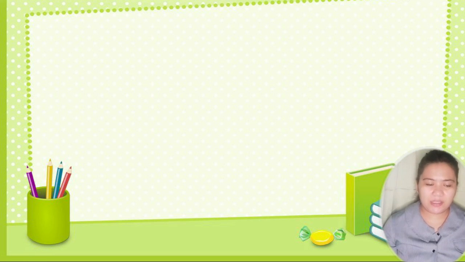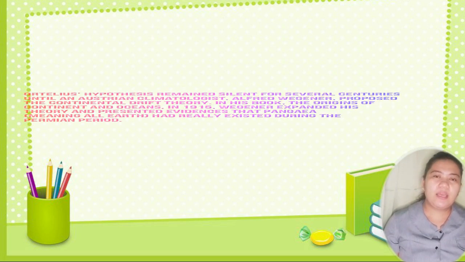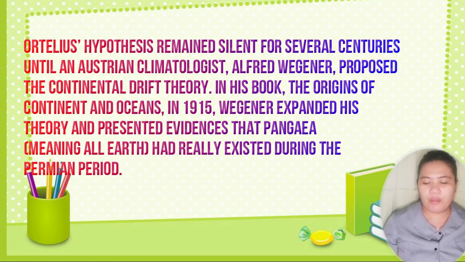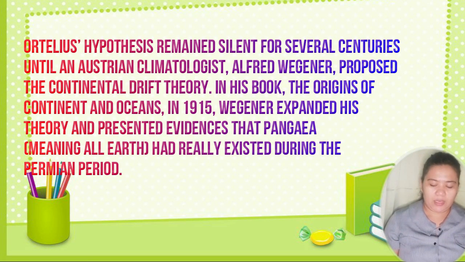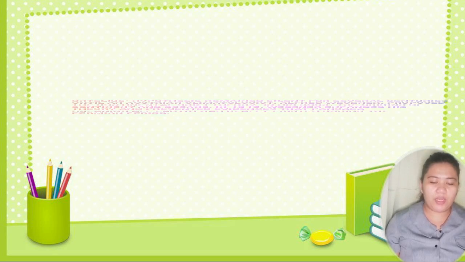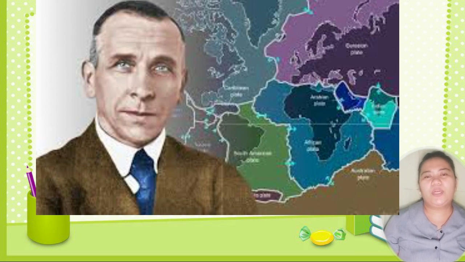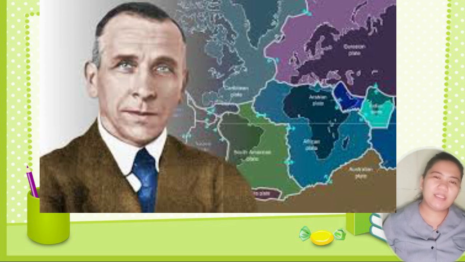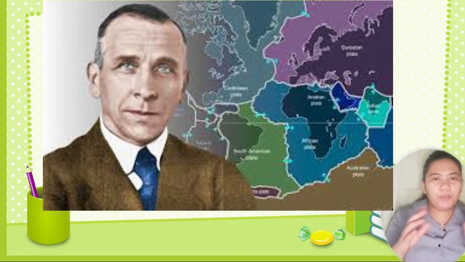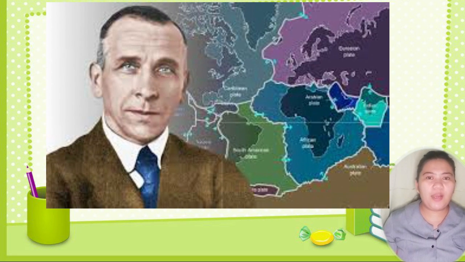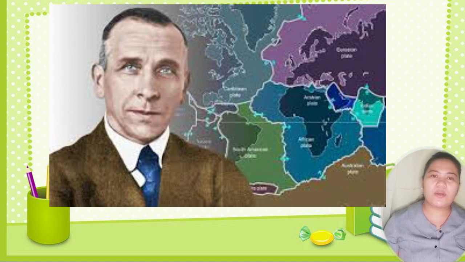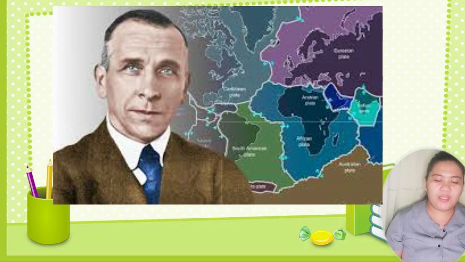Ortelius' hypothesis remained silent for several centuries until an Austrian climatologist. So what do you mean by climatologist? This is with respect to the study of the changes in our weather and climate. So Alfred Wegener proposed the Continental Drift Theory. Don't worry, we will have a separate discussion, because this Continental Drift Theory is one that was used by some scientists who formulated the plate tectonics theory to develop the plate tectonics theory. They used this continental drift theory of Alfred Wegener.